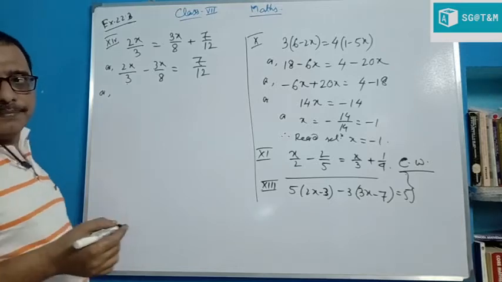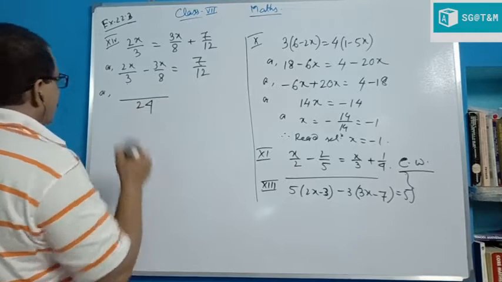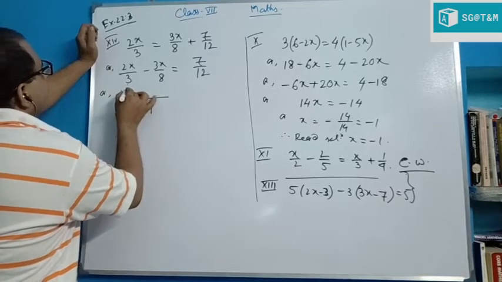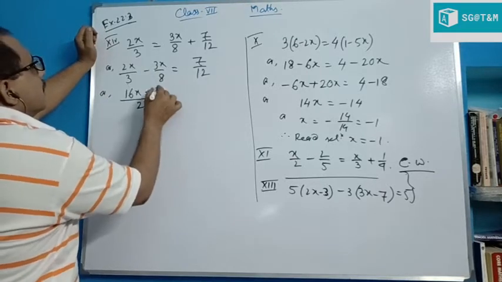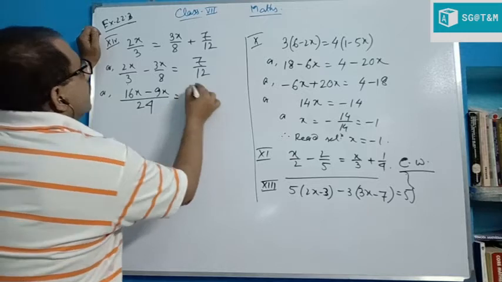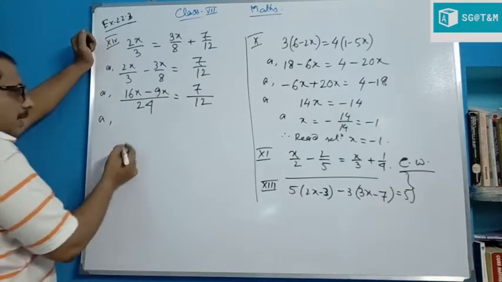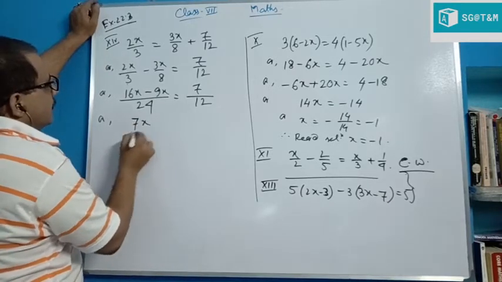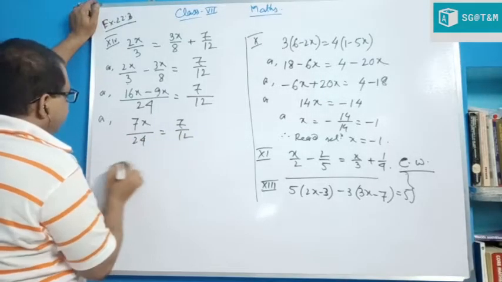LCM of 3 and 8 is how much? 24. So 3 eights are 24, and 8 into 2 means 16x. This is 3, 3 threes are 9. That is 7 by 12. Or 16x minus 9x, 16 minus 9 will be 7. 7x by 24 is equal to 7 by 12.